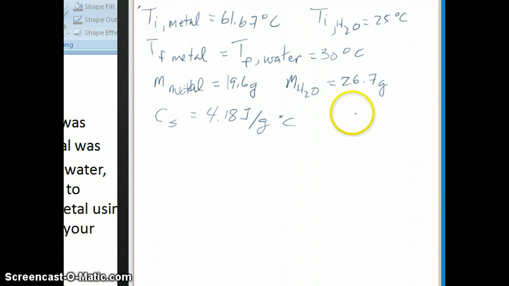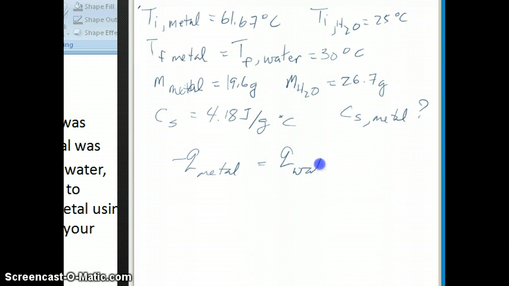Okay, and then what we're asked to do is really calculate the specific heat of the metal and then match that to one of the metals listed in that table. If you think about it again, the equation should be like this. One of the systems releases energy, that's the metal. So you can think of it as the negative Q of the metal is equal to the Q of the water.